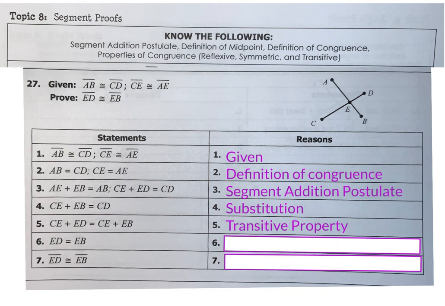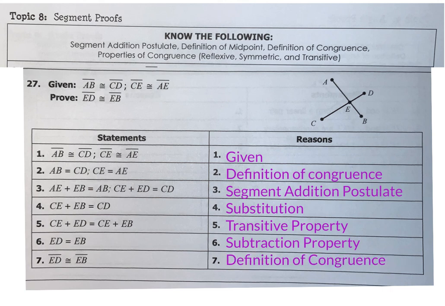For this next one, instead of saying CE plus ED and CE plus EB, they just have the ED and the EB. What did they do to both sides here? Subtraction property. All right, subtraction property. And then the last one's fairly simple. They went from equality to congruence. Definition of congruence. All right.